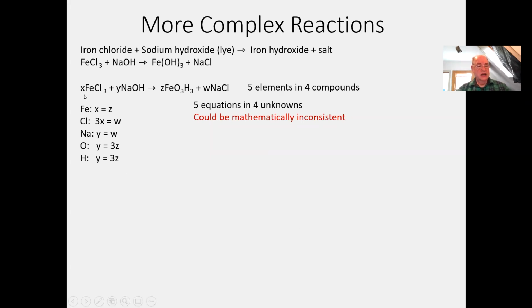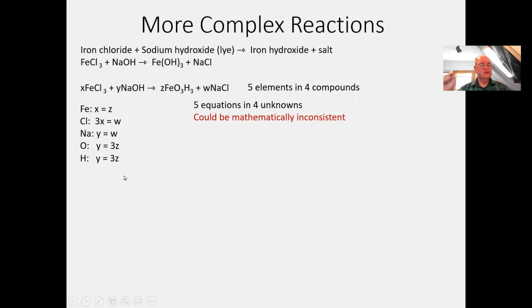We'll look at the iron. We've got an X times 1 on this side. We go over here and we have just 1 iron in front of Z over here. Chlorine's a bit more interesting. We have 3 chlorines for every X. So we have 3X chlorines on one side, and we just have the 1 chlorine for the salt for W on this side. For sodium, we've got just 1 Y and 1 W. For oxygen, we just have 1 Y, but we've got 3 oxygens for every Z over there. And finally, the hydrogen equation, we have just 1 Y on this side, but 3 Z hydrogens on the other.